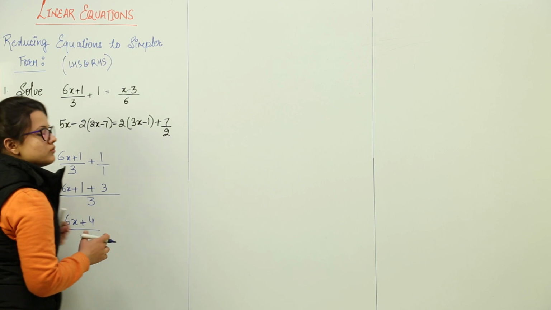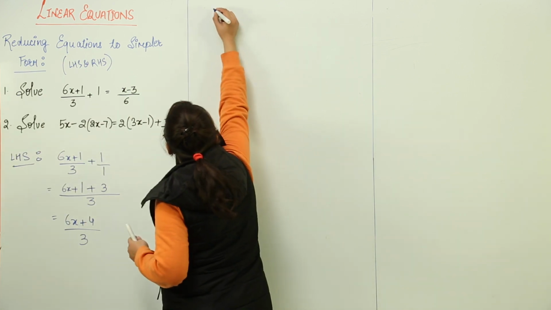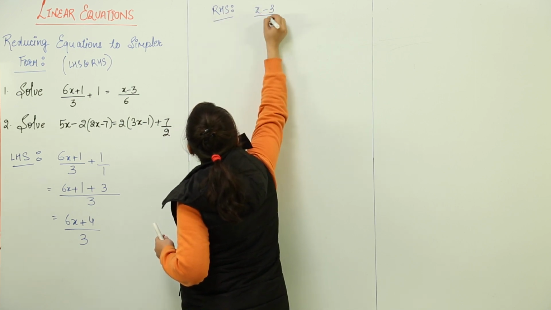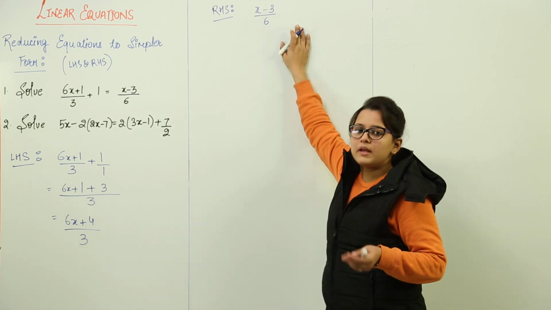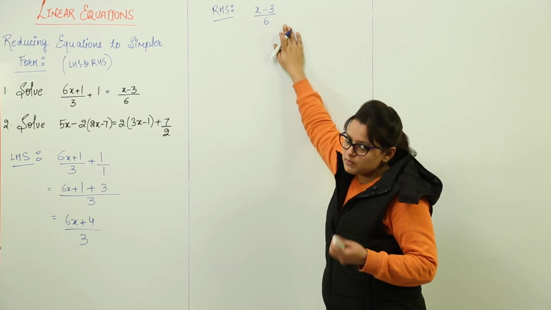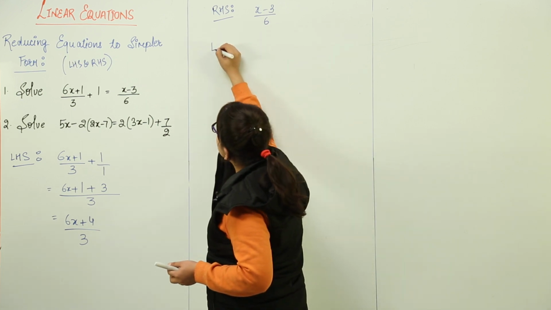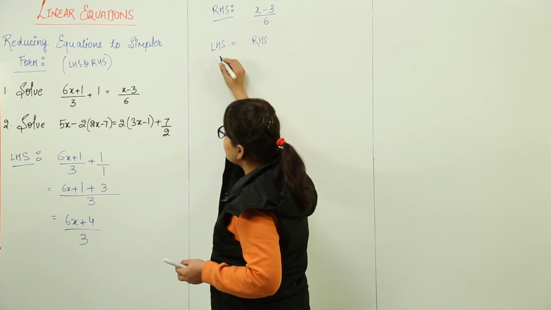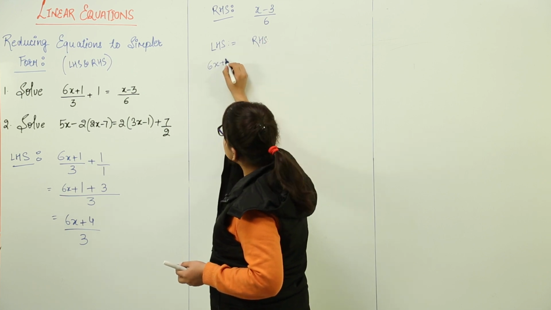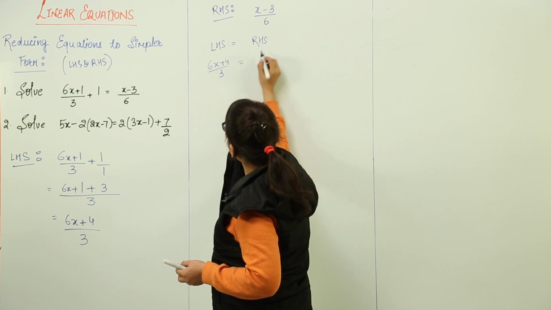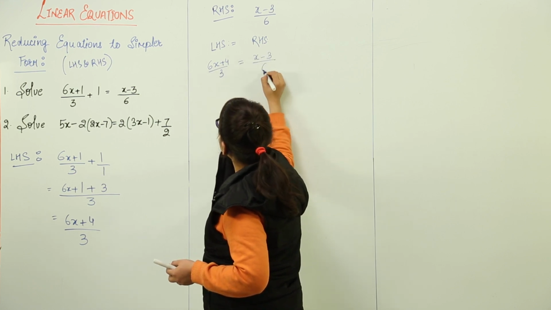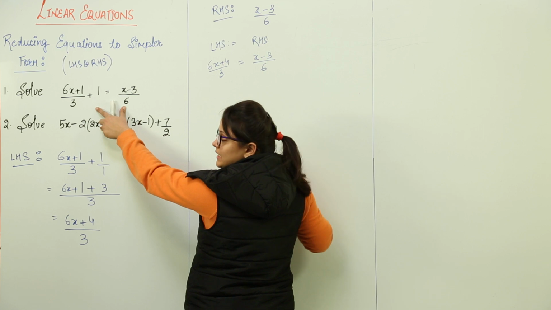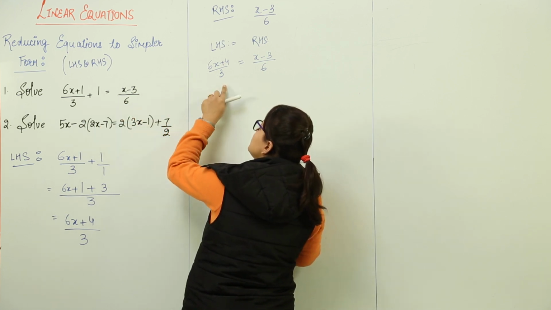Now this is the left hand side of the equation. Let us try now the right hand side of the equation. The right hand side of the equation says x minus 3 upon 6. Now see, you cannot actually apply any other operation into it because it is in the simplest form. So what we do now, we simply equate the left hand side with the right hand side. That is, the left hand side was 6x plus 4 over 3 equal to x minus 3 over 6. Now this is the equation. Now this complicated equation which you were seeing earlier has been transformed into this equation.